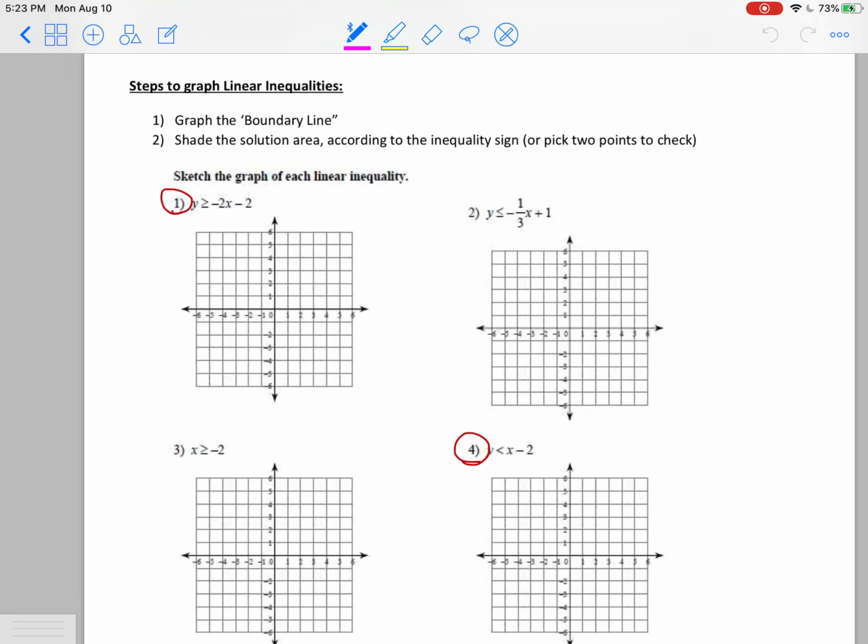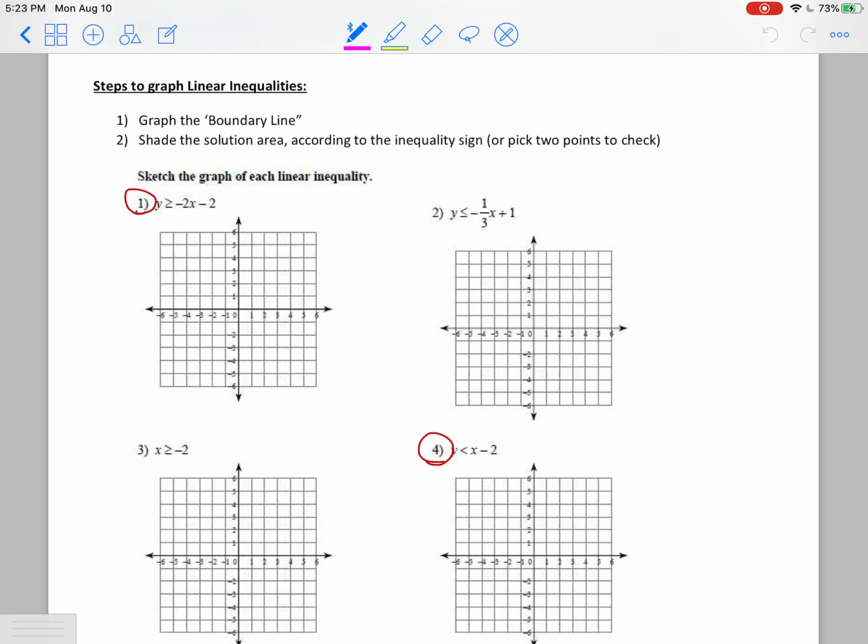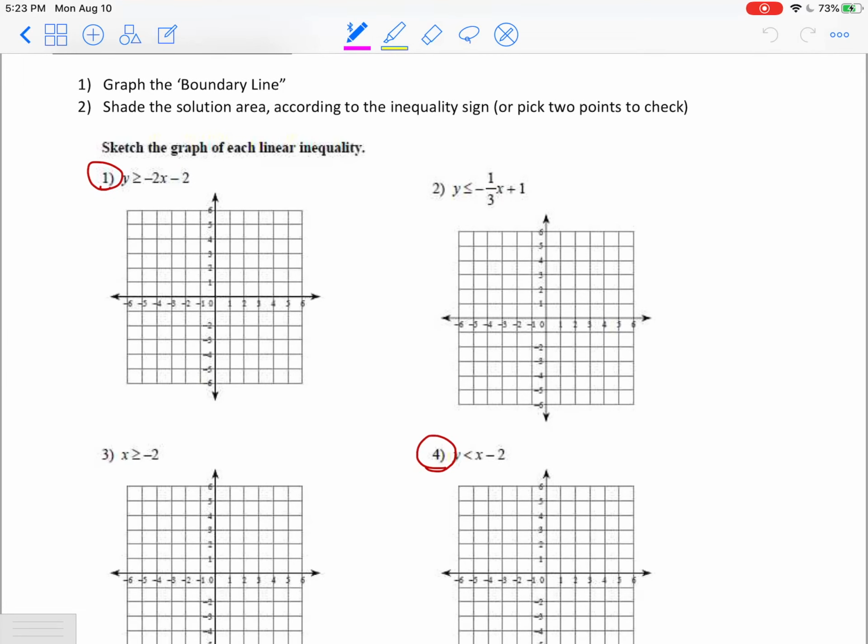All right, let's do a few more problems from your worksheet. So you notice that the directions ask you to graph the boundary line, shade the solution area according to the inequality sign. Okay, and then you can pick your 2 points to check. This says or, but I would recommend that you do it in addition.